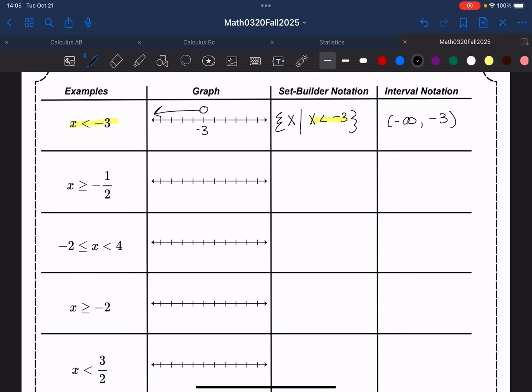Okay. The next one, I have negative 1/2. Okay, closed dot because it's greater than or equal to, and then arrow to the right. So this would be x such that x is greater than or equal to negative 1/2. And then greater than negative 1/2 means we're going to include negative 1/2 and go up to infinity. Okay. The next one, we have something that's between. So we have negative 2 and we have 4. On the negative 2 is less than or equal to, so that's a closed dot. On 4, it's less than, so that's an open dot. And then I just connect them in between.